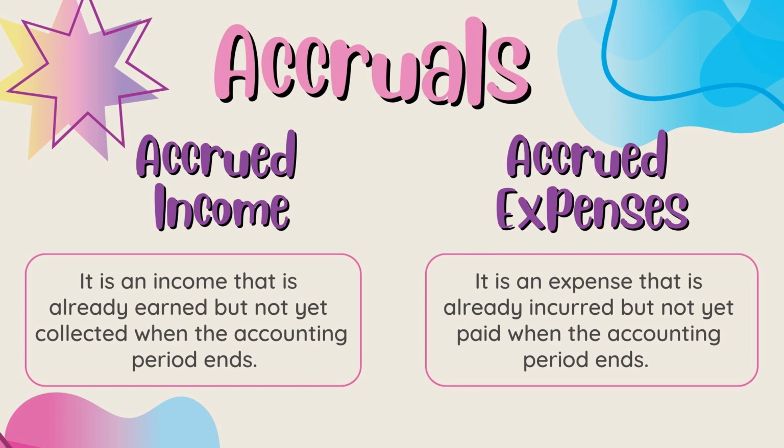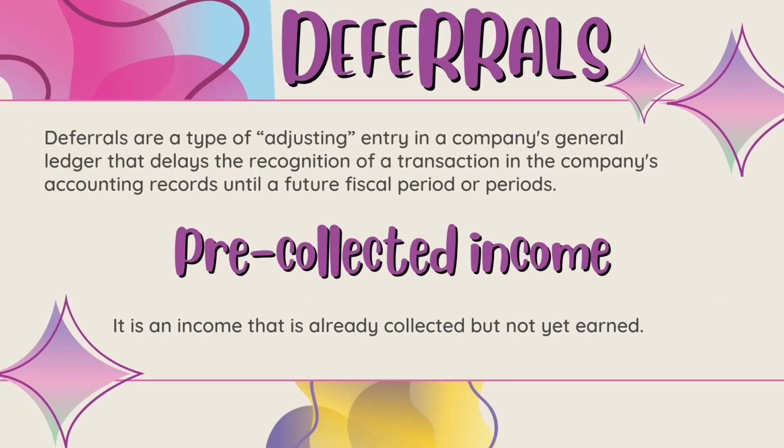The second one is accrued expense. Accrued expenses, it is an expense that is already incurred but not yet paid when the accounting period ends. It is also known as accrued liability because this is the expenses of the company wherein nagamit na nila pero wala pa pud nabayaran. So the adjusting entry, since it is an expense and wa pa nabayaran, i-debit ang expense and payable is credit. So the second type of adjusting entry is deferrals.